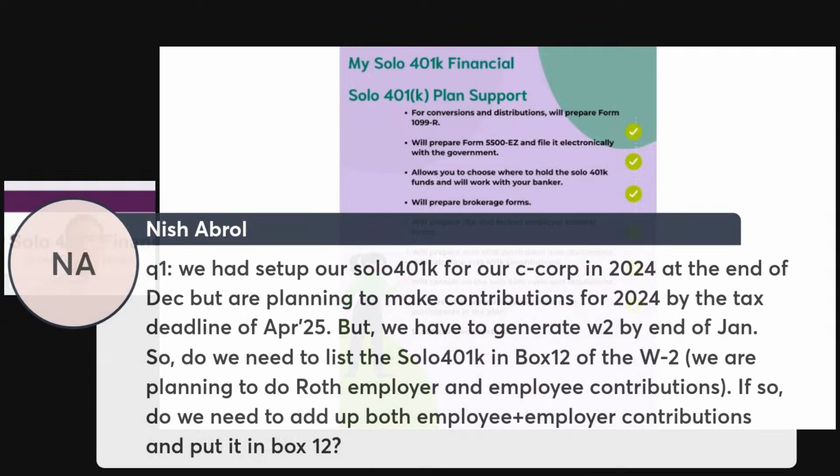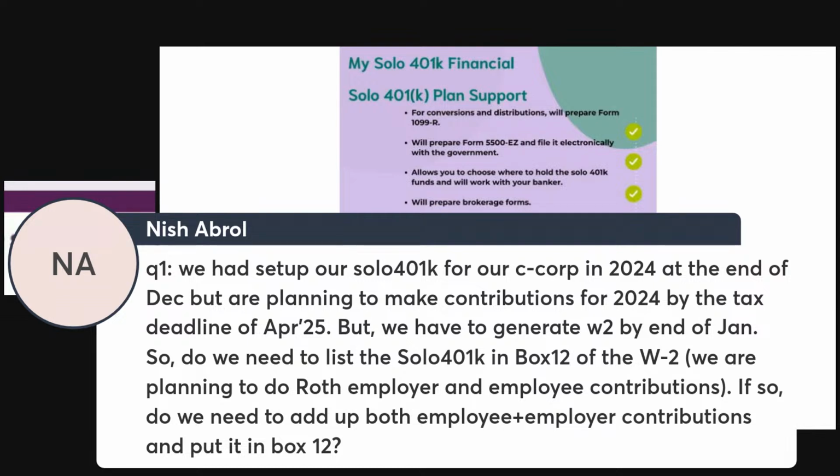Let's take a look at a question here we have from Nish. We have set up a solo 401k for a C Corporation in 2024 at the end of December, but are planning to make contributions for 2024 by the tax deadline of April. But we have generated a W-2 by the end of January. So do we need to list solo 401k in box 12 of the W-2? We are planning to do Roth, employer, and employee contributions. If so, do we need to add up both employee and employer contributions and put it in box 12?